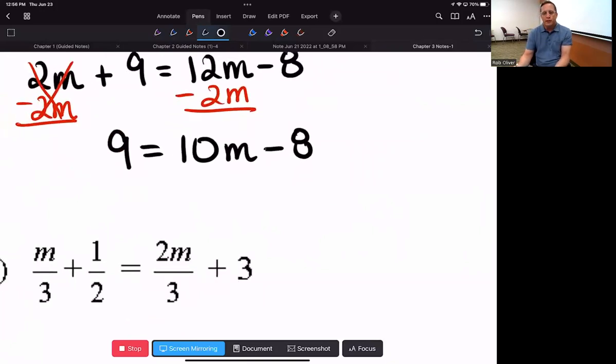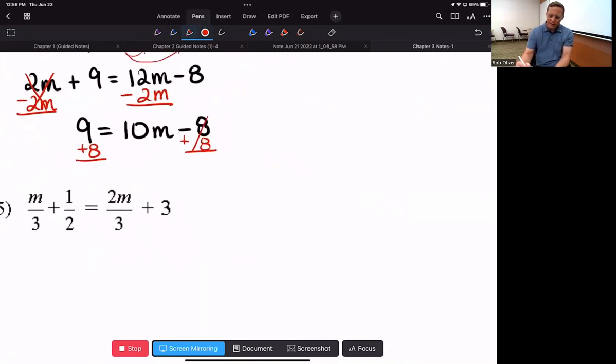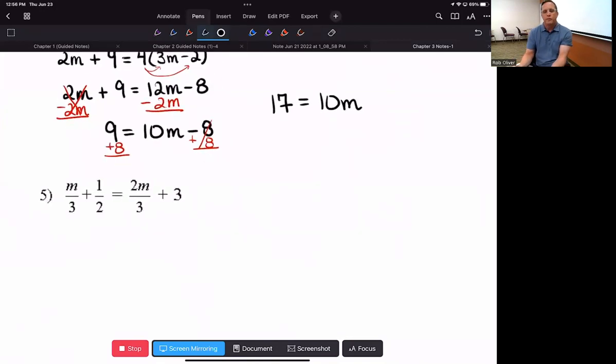And what are we going to do next? Now we're going to add 8 to both sides. And rewrite it again. So 9 plus 8 is 17. So you've got 17 equals 10m. And that's a one-step equation right there.